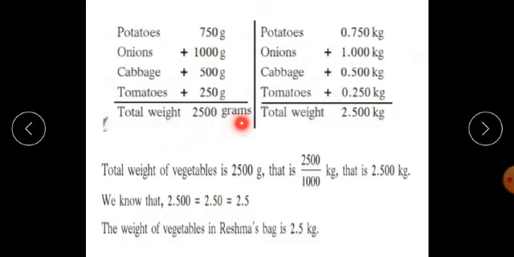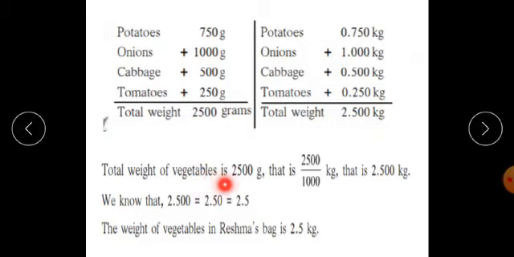Other method, in this method we have converted grams into kilograms, that is in the form of decimal fractions. Therefore potatoes weigh 0.750 kg, onions 1.000 kg, cabbage 0.500 kg, tomato 0.250 kg. Therefore, total weight is 2 kg 500 grams.